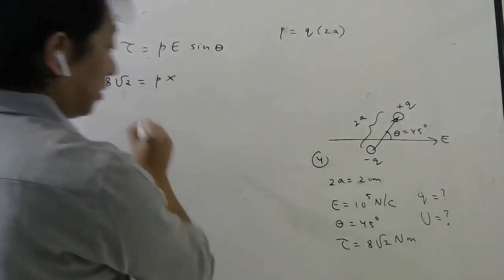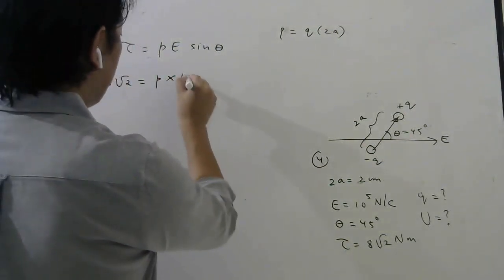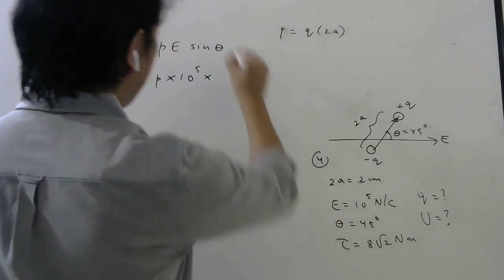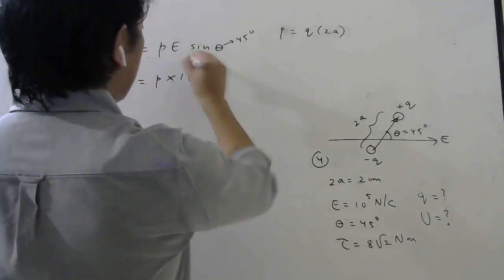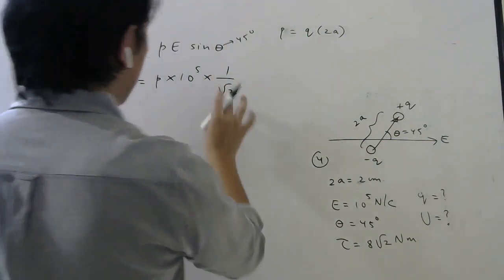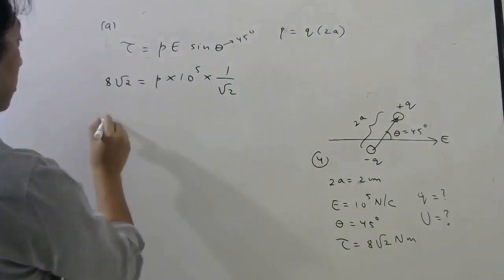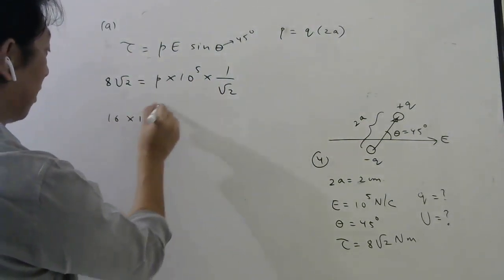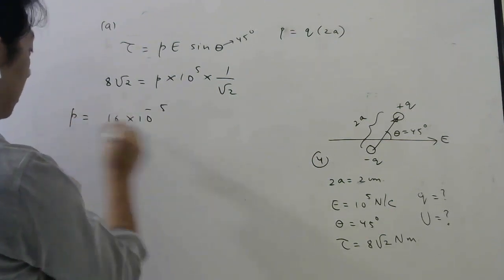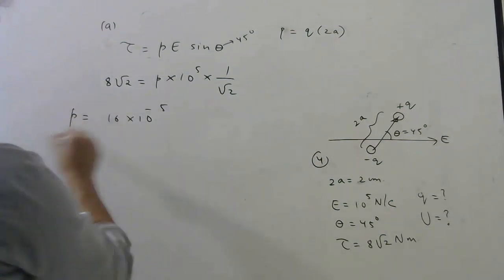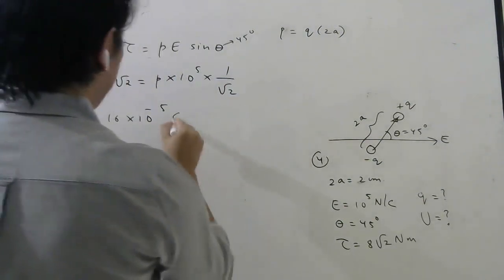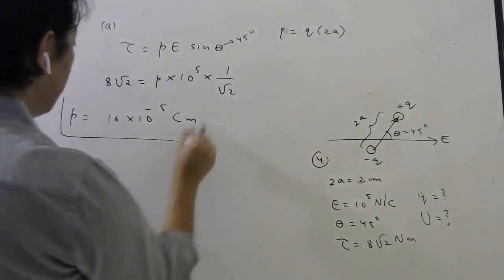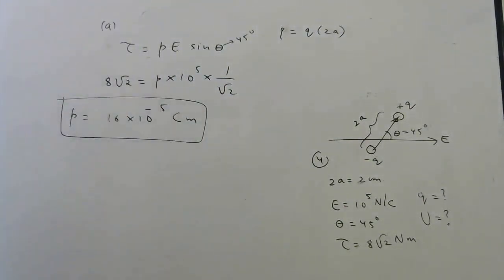E is given how much? E is 10 to the power 5. Angle is given 45. So if angle is 45, sine 45 will be 1 by root 2. Cross multiply. This will be 16. 10 to the power 5 will come down, so it will be 10 to the power minus 5. So dipole moment is this much. Unit of dipole moment is coulomb meter. So this is dipole moment. Okay, please cross multiply and calculate.